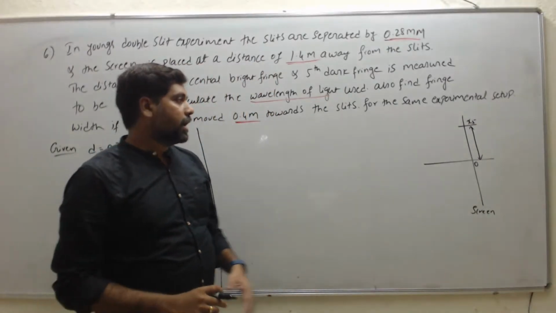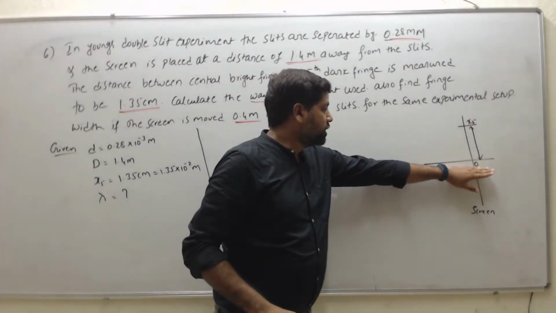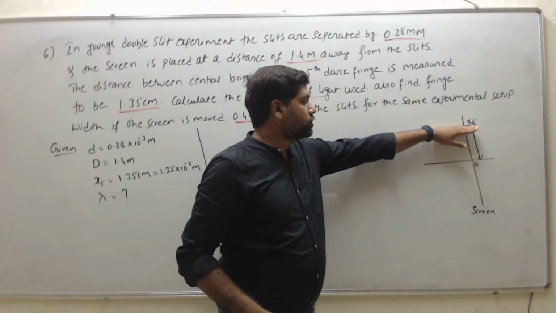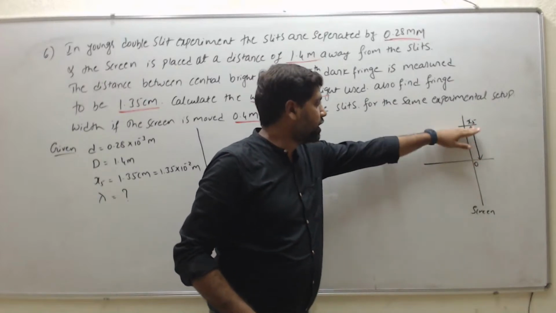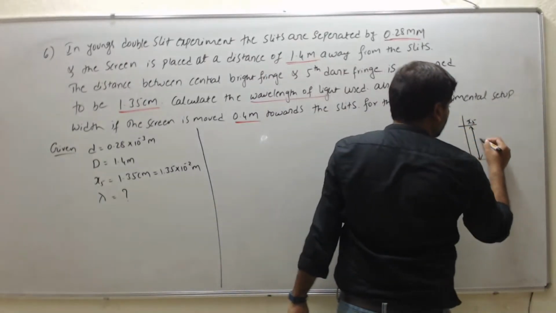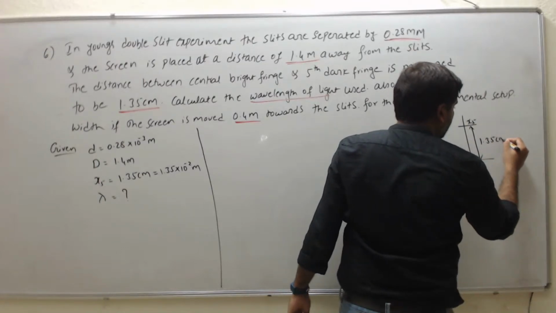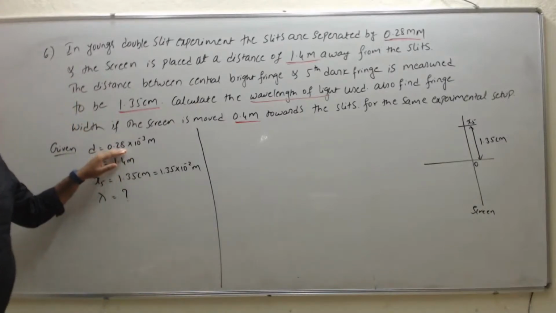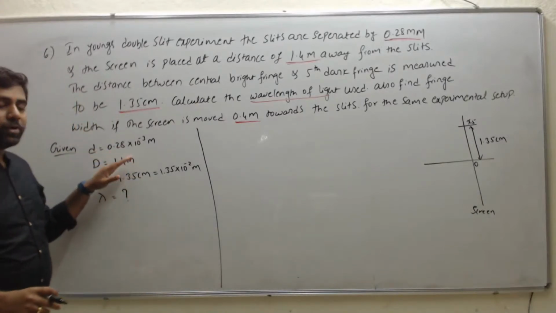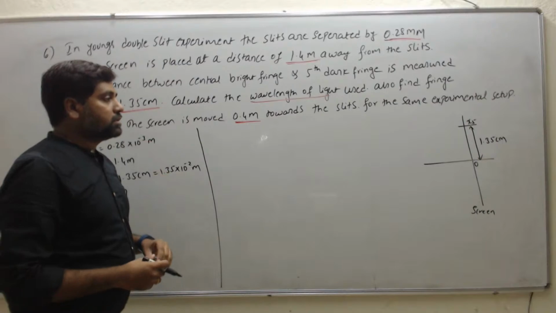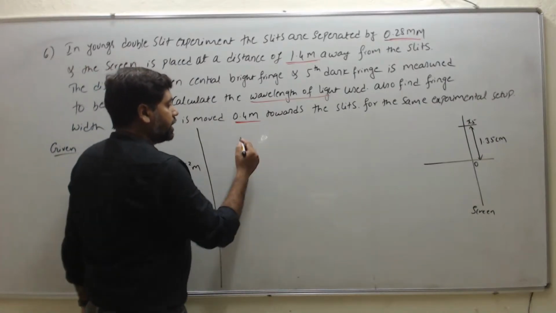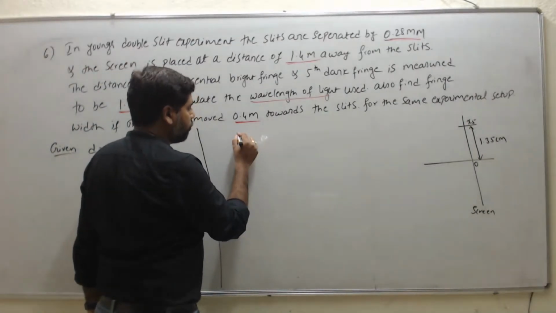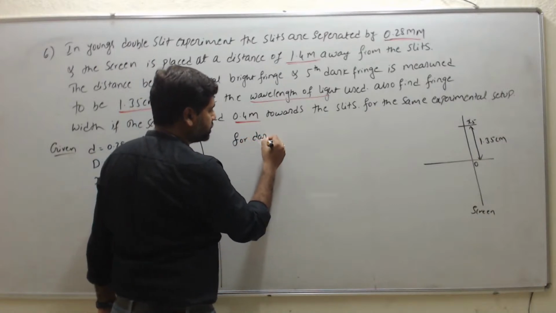So we can write x5, the given distance from the central bright fringe to the fifth dark fringe. How much is the given distance? That is 1.35 centimeter. And they also gave the slit distance and the distance between the screen and the slit.